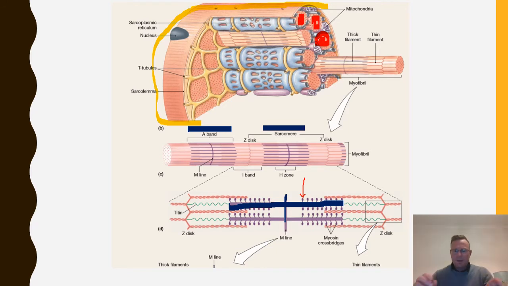So the ones, as you look at it, on your right hand side, are going to pull. So what we get is almost like two sets of rowing boats, kind of ratchet the thin actin filament towards the center.